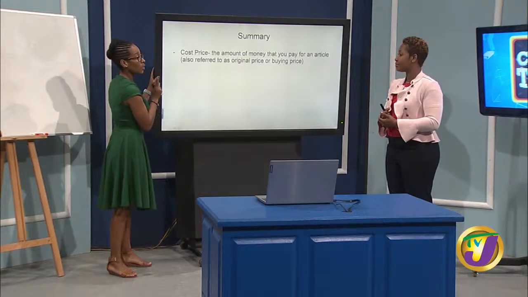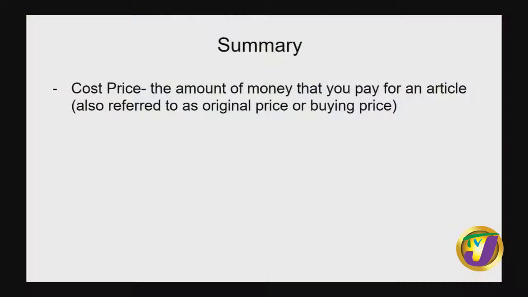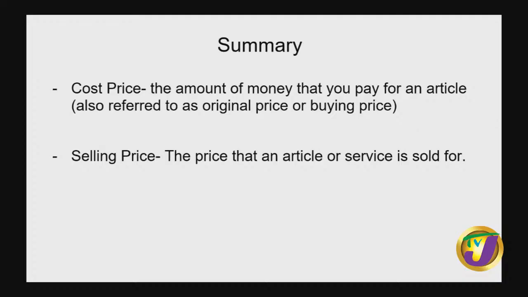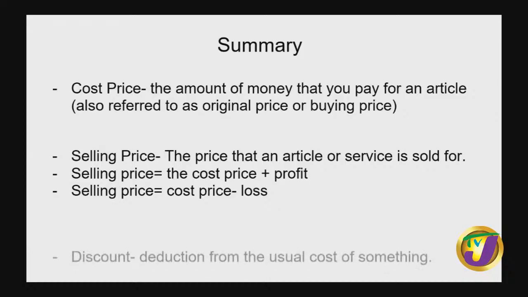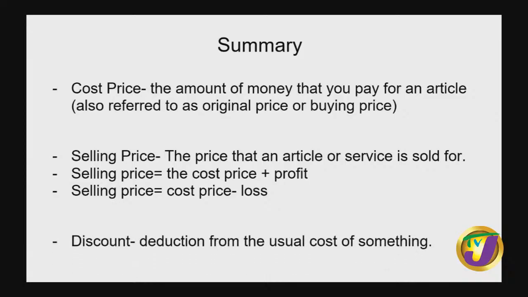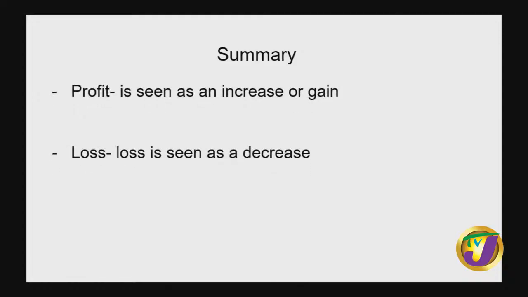So we are now at our summary, where we have the cost price, the amount of money that you pay for an article or service, also referred to as our original price or buying price. Selling price, the price that an article or service is sold for. Selling price is equal to the cost price plus profit. Your selling price can also equal your cost price subtract the loss. And the discount, a deduction from the usual cost of something. And finally, we looked at profit, seen as an increase or gain. Loss is seen as a decrease.